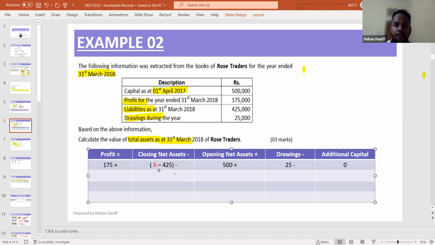175,000 equals X minus 425 minus 500 plus 25 minus 0. So we can keep X on one side and take everything to the other side. Then 175 minus 425 becomes plus 425, minus 500 becomes plus 500, plus 25 becomes minus 25. So X is equal to 1075.